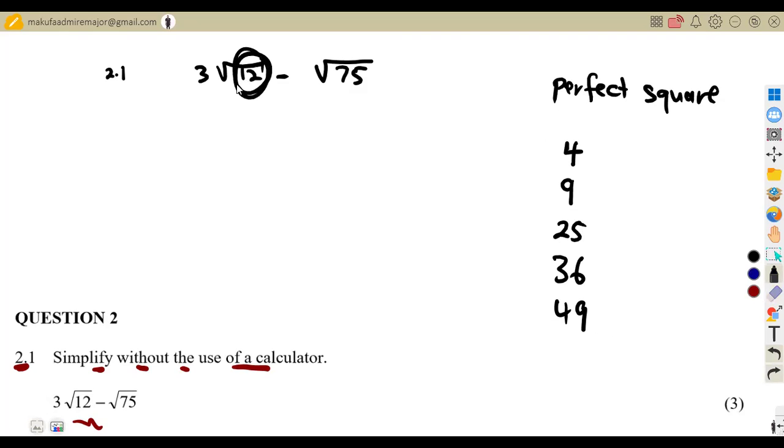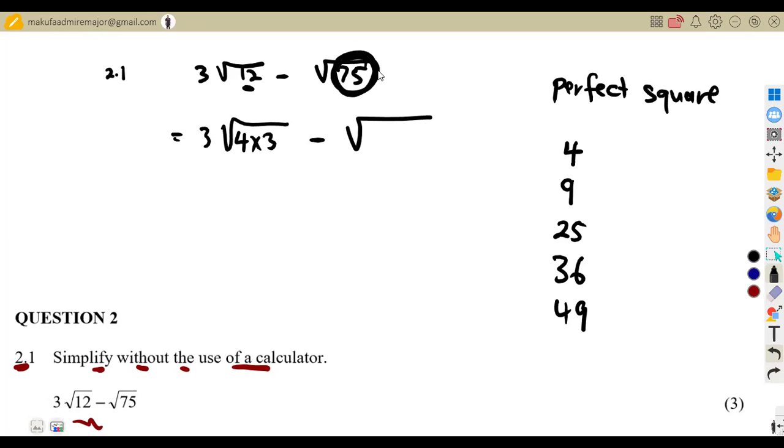So we have to check for the highest perfect square that we can obtain in 12. In that case, we can see that 12 is the same as 4 times 3, which gives us 12. Minus the square root of 75: in terms of a perfect square, we can't use 4, we can't use 9. 9 times which number gives 75, of which we do not have. We move on to 25. 25 times 3 gives us 75. So we're going to have 25 times 3, writing in terms of perfect squares.